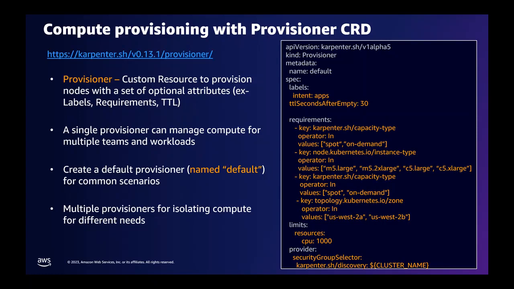To configure Karpenter, you create provisioners. Provisioners define how Karpenter manages pods and expires nodes. Here are some of the features to know about Karpenter's provisioner. It is implemented as a custom resource, so you're closer to the Kubernetes world. A single provisioner can manage compute for multiple teams and workloads. In comparison, you needed a separate autoscaling group for every little change. You can create a default provisioner, which is aptly named default, for common scenarios. You can actually create multiple provisioners for isolating compute for different needs.